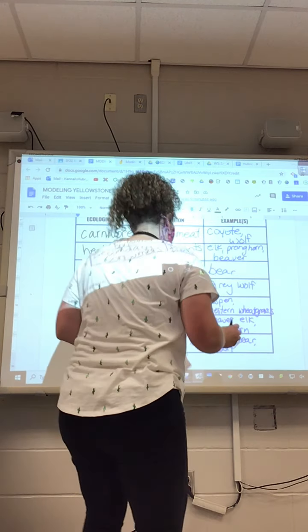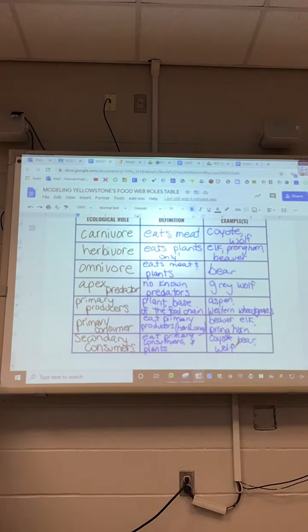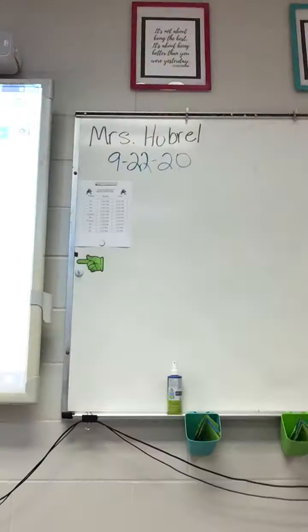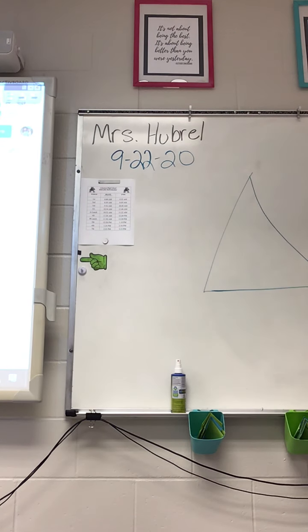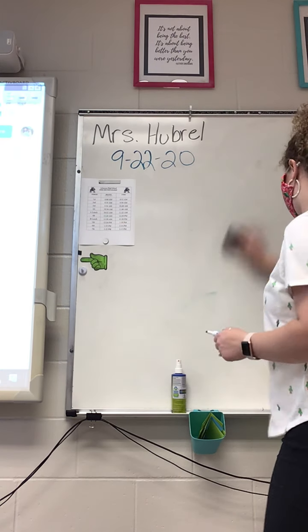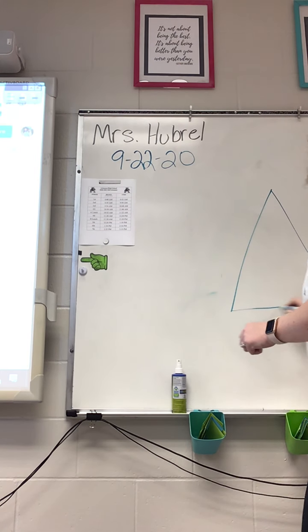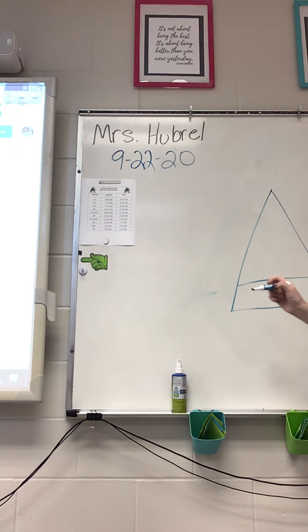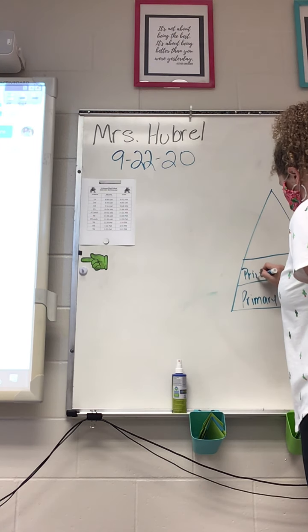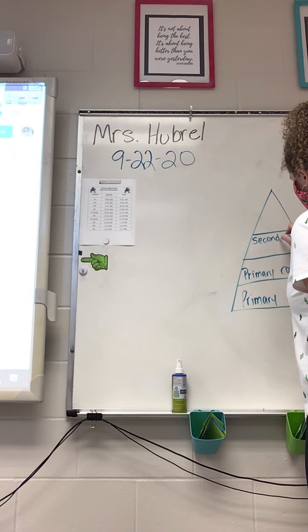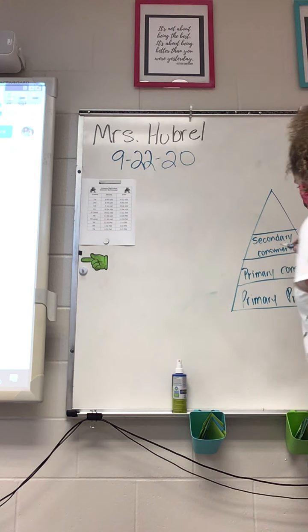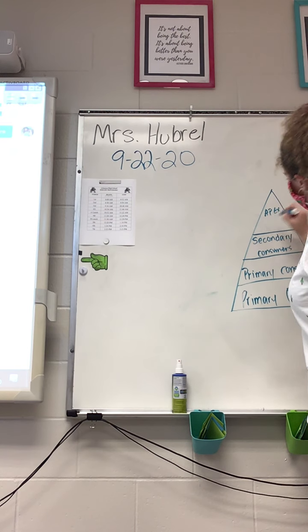Okay. So I'm gonna move this over. All right, so the way this looks on a food pyramid. Just start over. That's better. Right. So what goes at the very bottom? Plants or primary producers. All right, what goes on top of that? Primary consumers. Above that? Secondary consumers. And then? Apex predator.